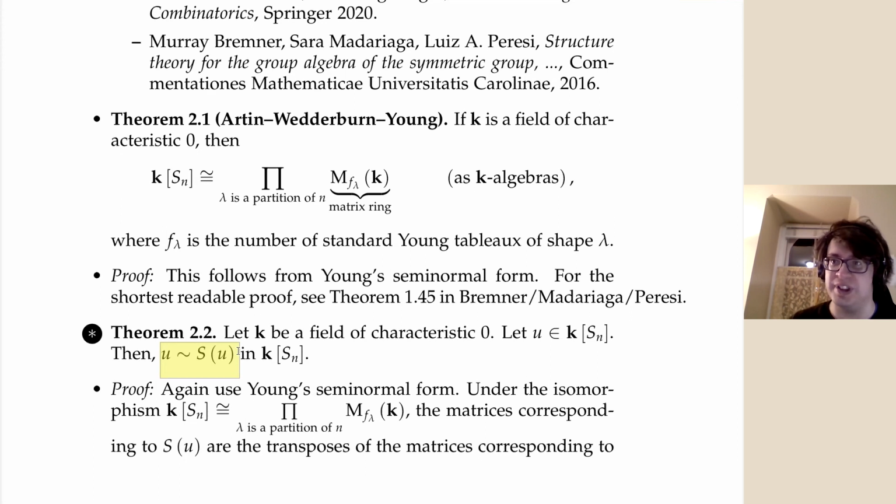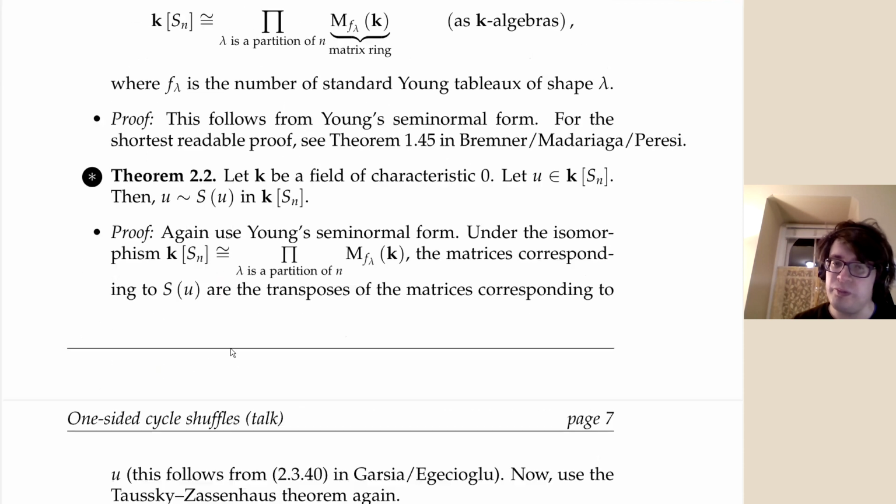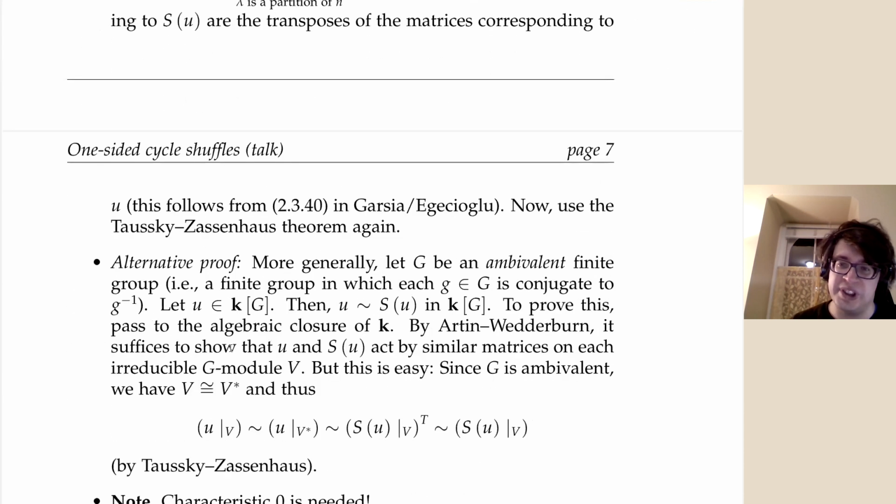Notice a subtle point. The left action, so L(u), is always conjugate to L(S(u)) over any field. But u itself is not always conjugate to S(u), though it is when the group is a symmetric group and the field has characteristic 0. This is actually a more general fact about so-called ambivalent groups, so groups where all elements are conjugate to their inverses.